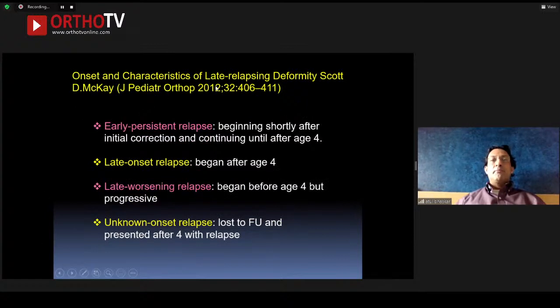Another paper looked at the types of relapses which present, and it gets a bit confusing. So we have early persistent relapses. It begins shortly after the initial correction and continues till age 4. This is a common type which we see in practice because of poor brace compliance. Then you have the late onset relapses which begin after 4 years. So the biology kicks in once the brace stops and there is some muscle imbalance. The worsening relapses are ones which begin before age 4 but are progressive. And there are unknown onset relapses. These are again very common in our country where children take half treatment or full treatment, then they're lost to follow-up and present within 4 years. So this paper from Mackey is really worth reading to look at the types of relapses seen in practice.